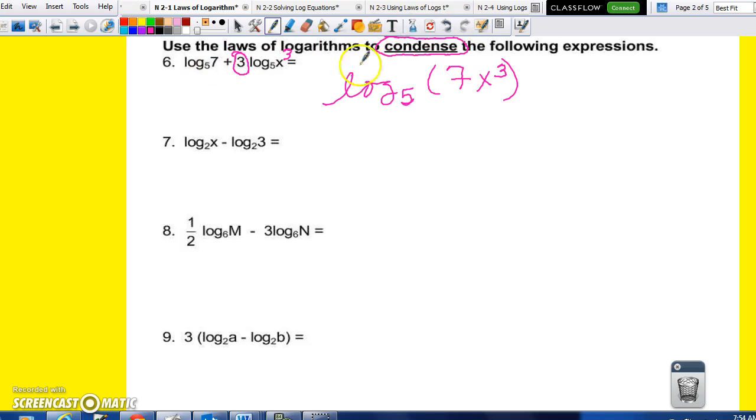Okay, so let's do number 7 now. On number 7, I notice that I'm subtracting, so I know I'm going to be dividing. So I'm going to have log base 2. And what am I subtracting? x and 3. So I'm going to have x divided by 3. There's nothing in front, so there are no powers I have to raise it to.